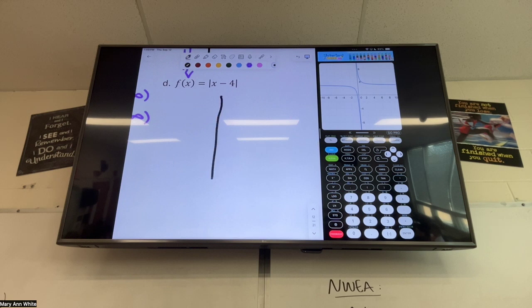It's an absolute value. You kind of graphed one of those by hand basically a minute ago. But if not, how do I go about putting the absolute value in my calculator? Do you guys remember how to do that? Math. Arrow over. And then I'll do x minus 4.